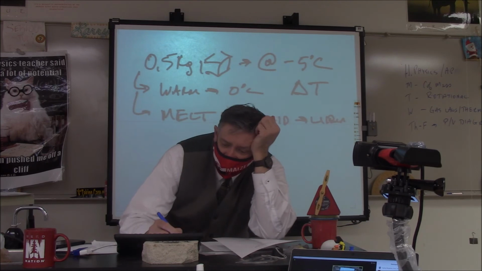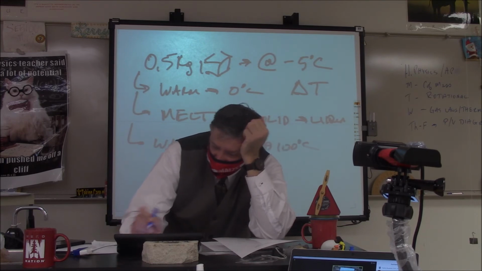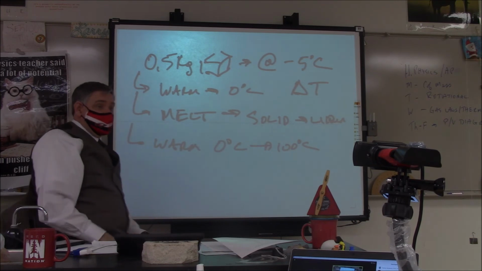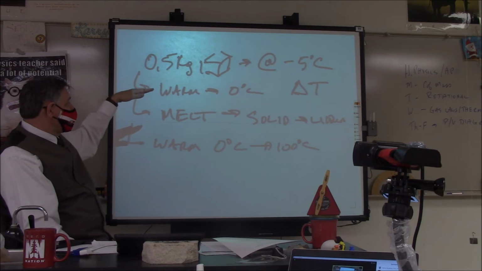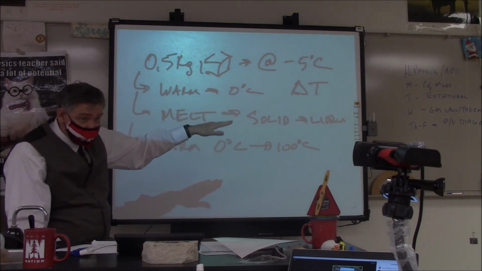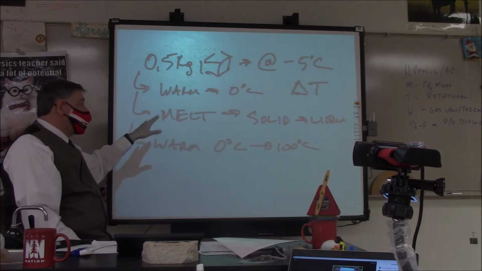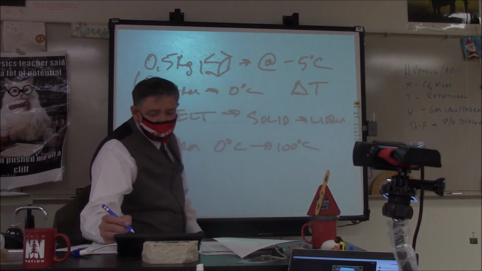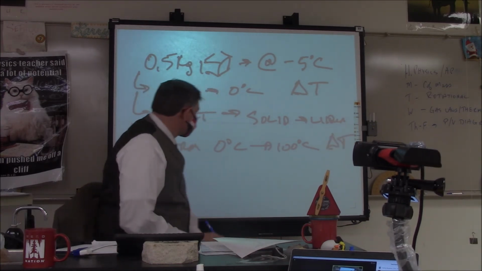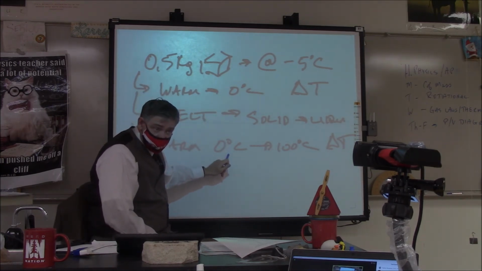Now, then I want to take water and warm it from 0 degrees up to 100 degrees Celsius, because now I want to boil the water. So I've taken ice at -5. I'm going to warm it up. I'm going to have to put energy in to get it to 0, and more energy in to melt it. Then, once it's all melted, I'm going to warm it up to 100 degrees Celsius. So I changed the temperature, I went through a phase change, and then I'm going to change the temperature again.